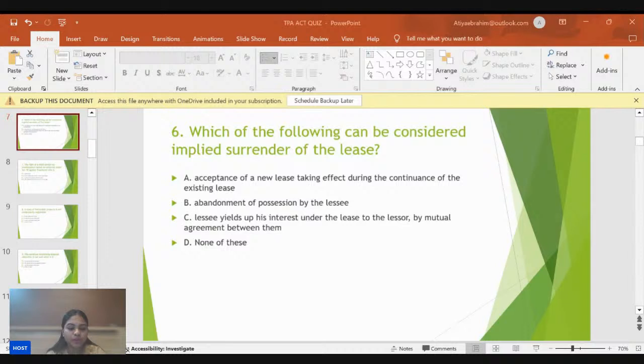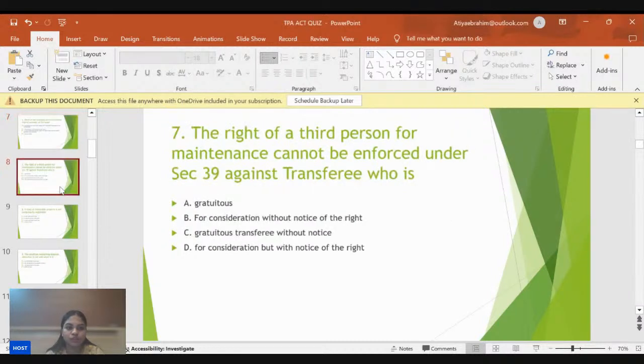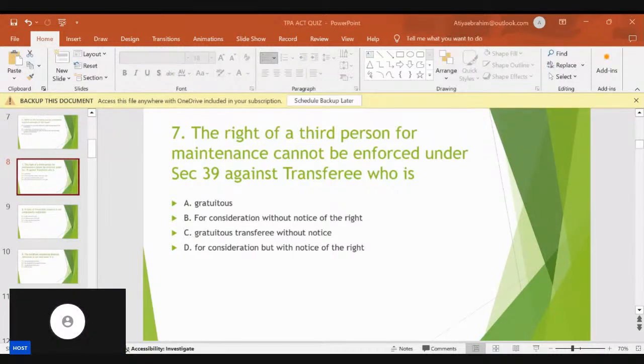The correct answer to question number 6 is option A. It is acceptance of a new lease taking effect during the continuance of the existing lease. Students, please see the answers. I'm also posting them in the comment box for you all. 6A is the correct answer. I'll move on to the next question, question number 7. Just see question number 7.